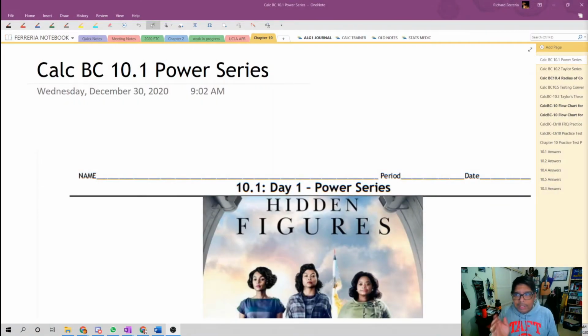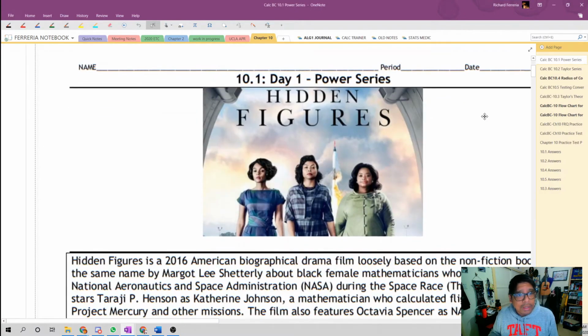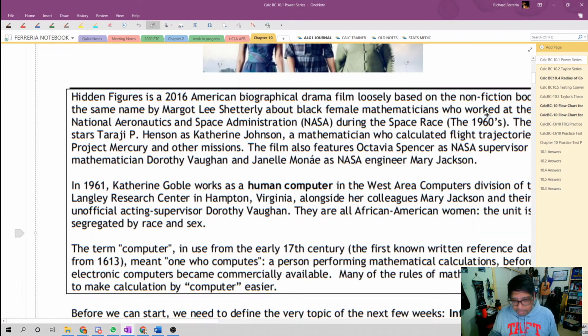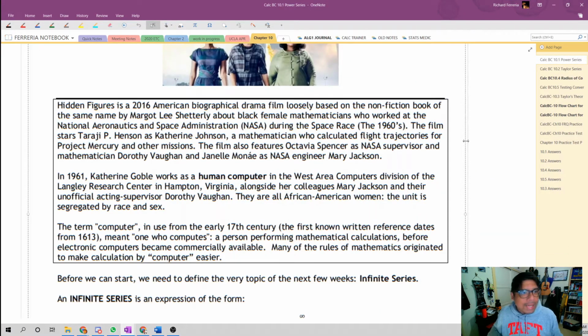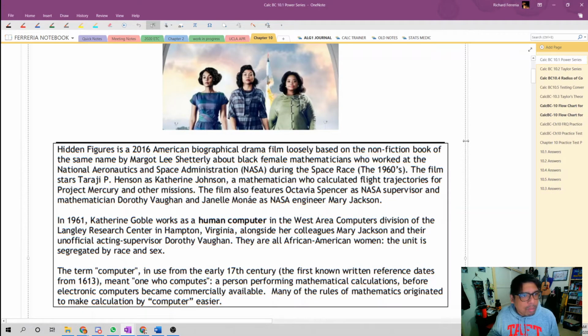So the framework here is going to be Hidden Figures. I say that, but it's more about the space exploration, and Hidden Figures is just such a great movie because it frames a lot of the stuff that we do in Chapter 10 in a kind of historical wrapper.